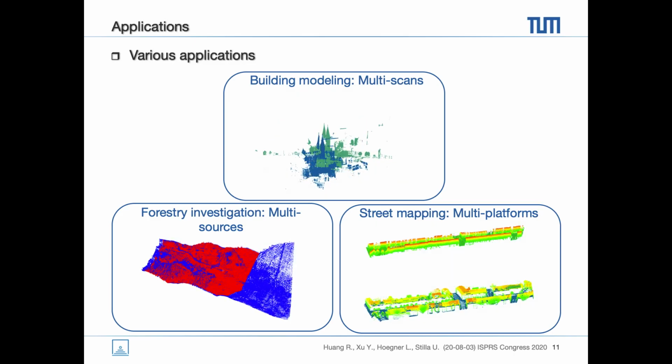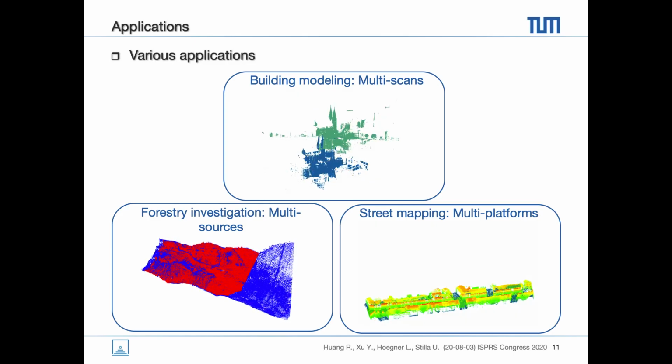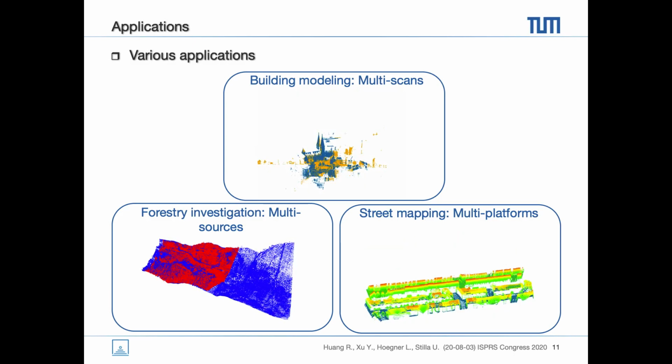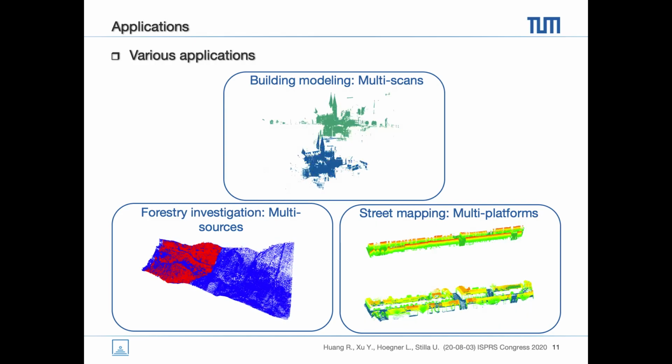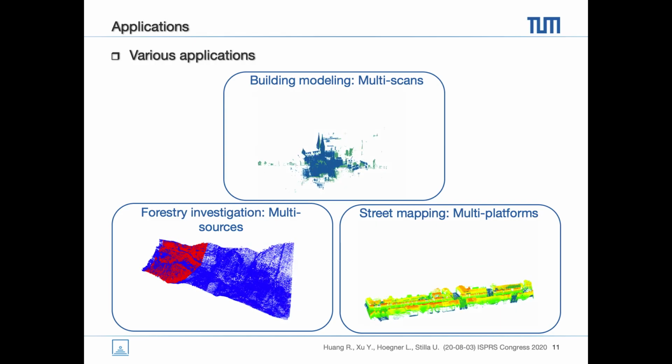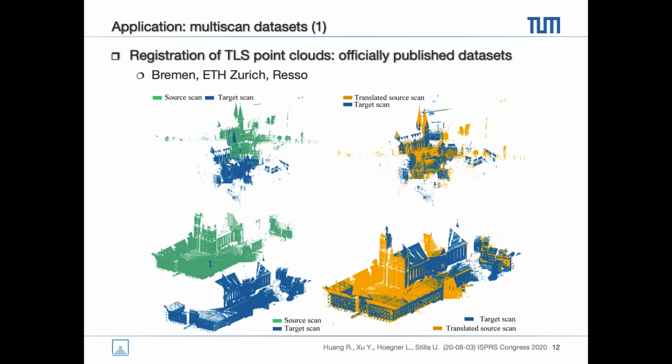Okay, after the introduction of the proposed solution, let us have a look at how related methods perform in real applications. Here we will illustrate 3 different applications using the proposed shift estimation method, including building modeling using multi-scan datasets, forestry investigation using multi-source datasets, and street mapping using multi-platform datasets.